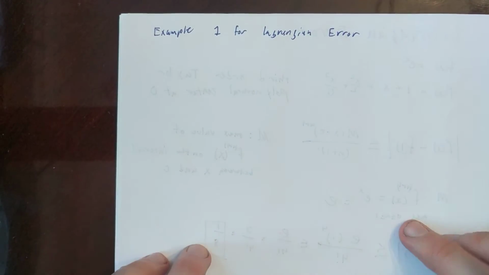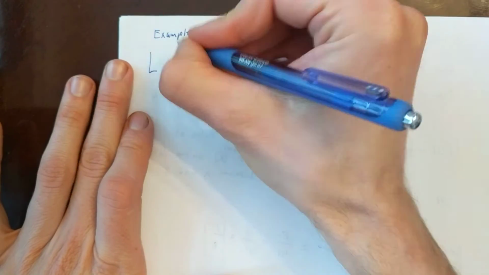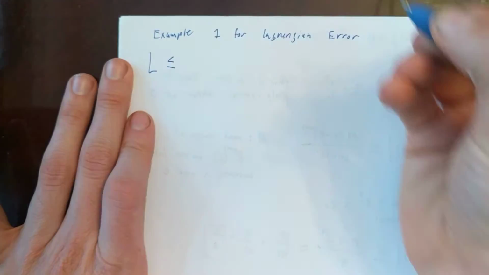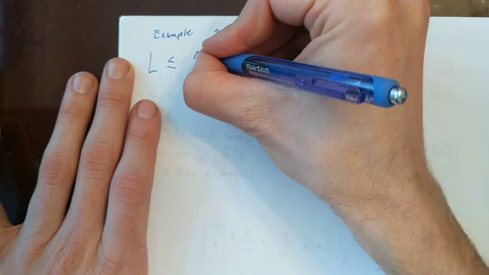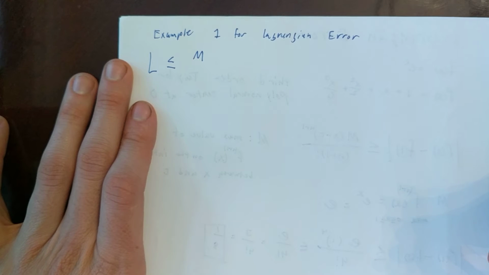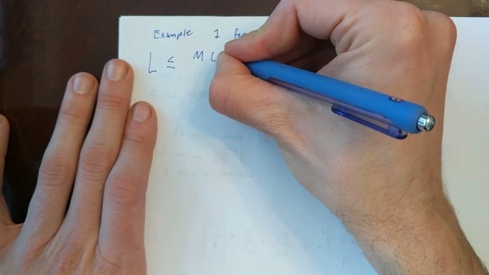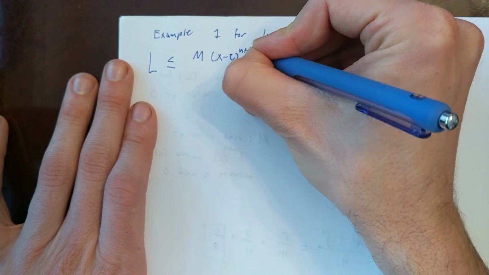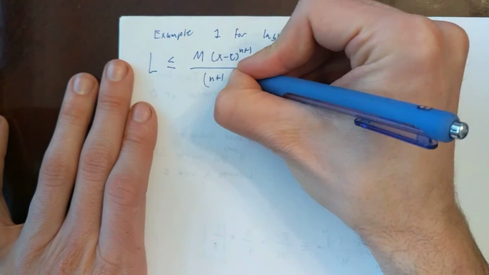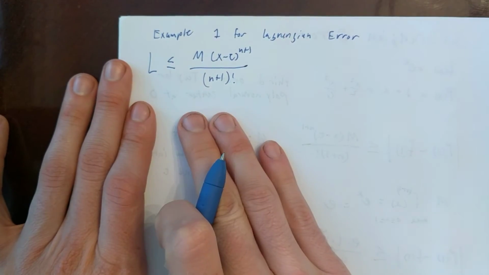So let's do it. Again, the Lagrangian error here must be less than or equal to the maximum value of the n+1th derivative on the interval from c to whatever x you want to be choosing here, times x minus c to the n+1 over n+1 factorial. So that is our Lagrangian.